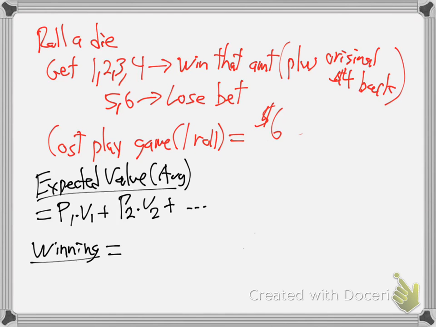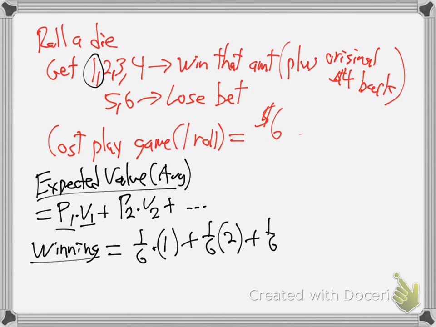So you could win $1, right? What's the probability you're going to win $1? 1 in 6. So 1 in 6 times 1. See how that's probability, 1/6, times value, $1. Plus, there's a 1/6 chance you'll win $2. Plus, there's a 1/6 chance you'll win $3. Plus, there's a 1/6 chance you'll win $4. Is that good so far?